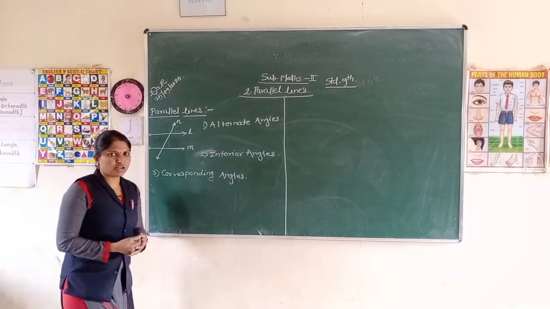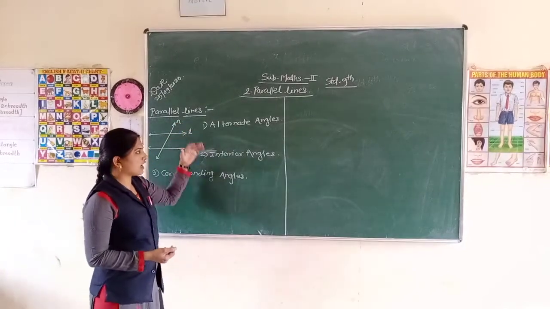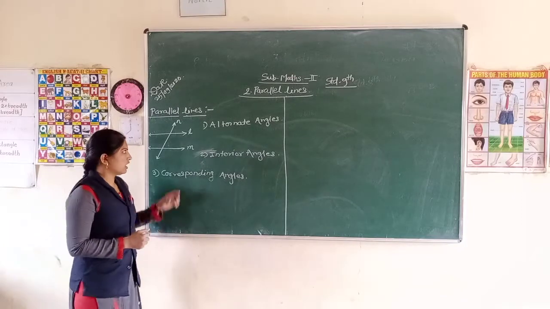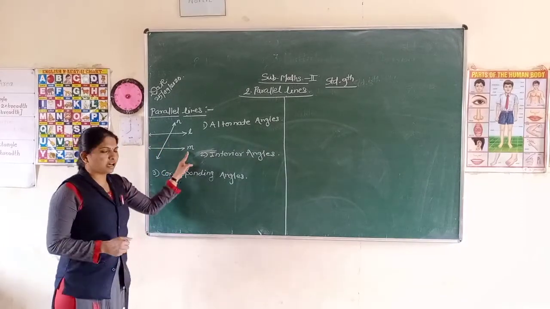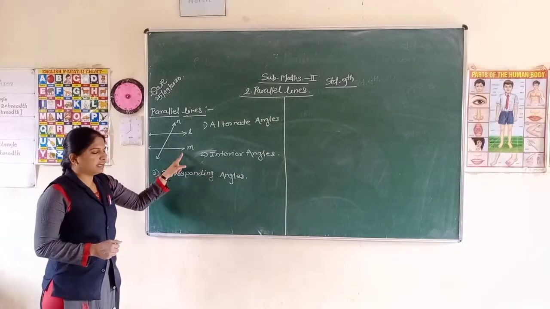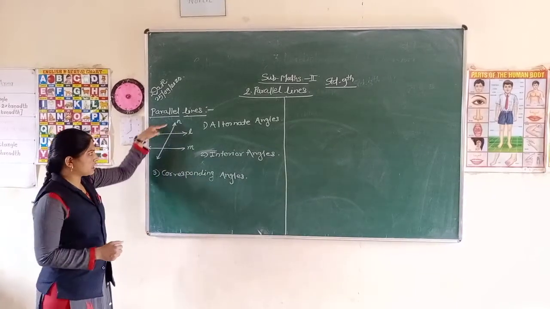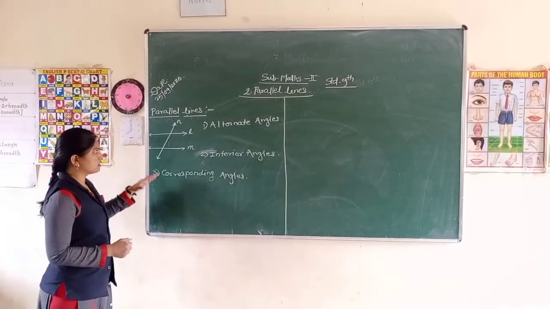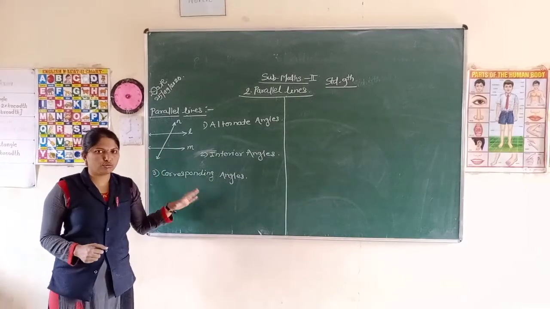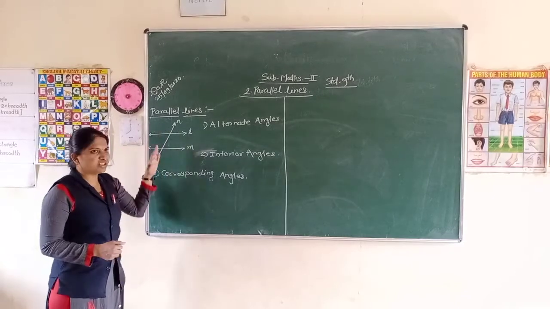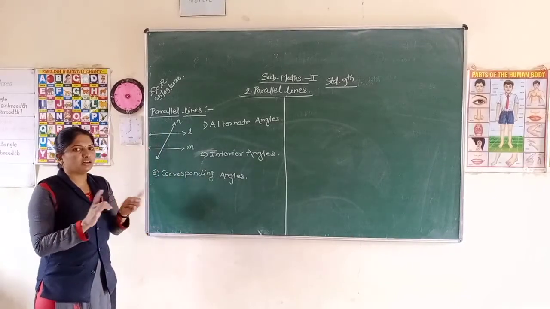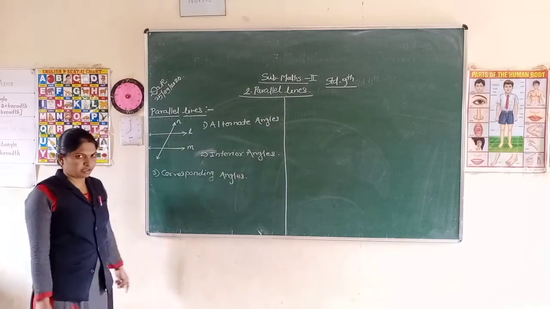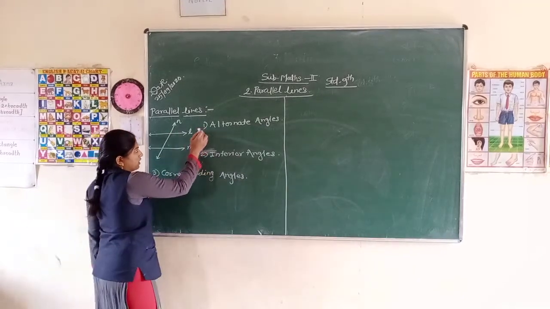Parallel lines. What are parallel lines? Parallel lines are coplanar lines, but they never intersect each other. Like this. These two lines are coplanar lines, but they never intersect each other. And a transversal is the line which intersects any two lines in two distinct points. Means अलग-अलग दो पॉइंट में वो क्या करती है? इंटरसेक्ट करती है. Okay, now see.